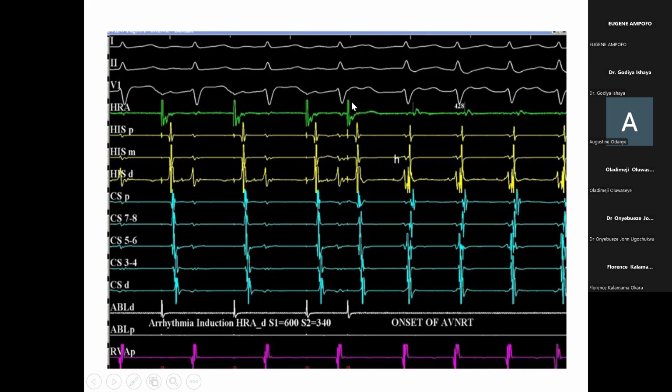So when the premature happens, you can now see your P just immediately after your QRS. You get what I mean? Just immediately after the QRS, before it is far away before the QRS, right?